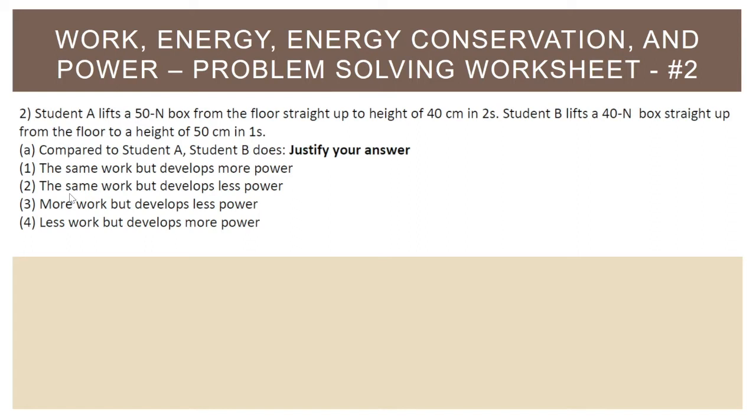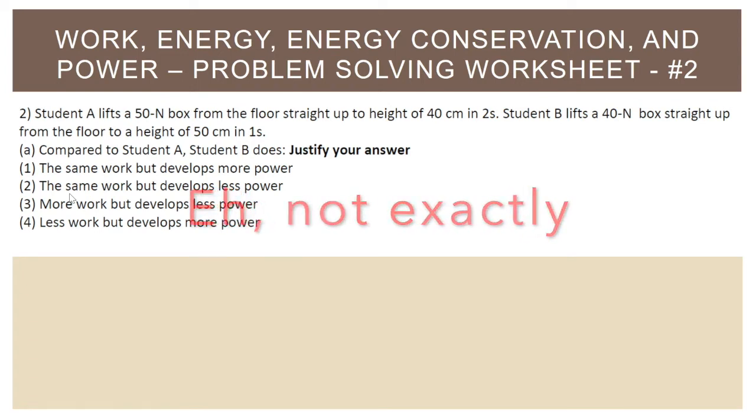The answer is, we don't care. We just need to compare them. And the key point here is, notice the numbers for student A are 50 newtons and 40 centimeters, and the numbers for student B are 40 newtons and 50 centimeters. The main point of this problem is to get you to recognize that multiplication is commutative.